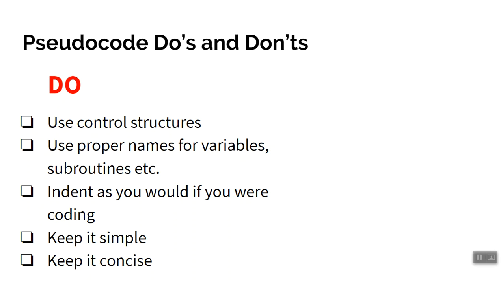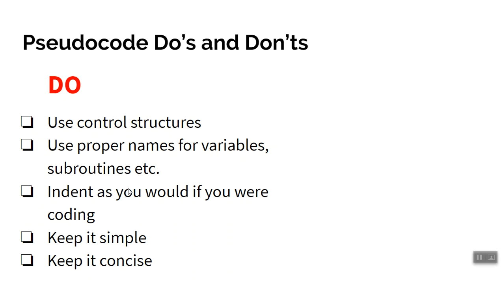So you know how to define variables, you know how to give a subroutine a name, and so you just keep following those rules. The names should represent the function. The name of a variable or a subroutine should represent the value, what it actually means, what the subroutine actually does. Indent as if you were coding.